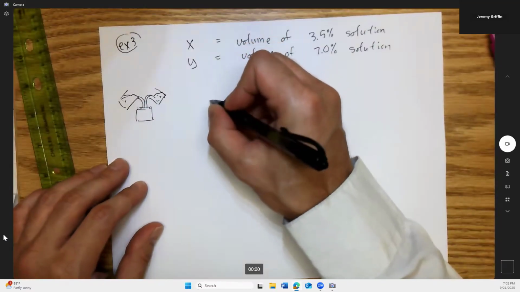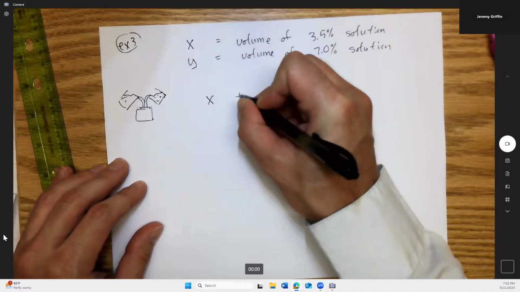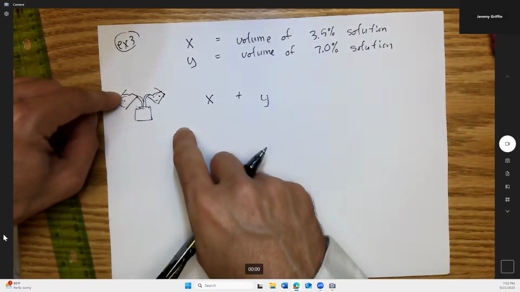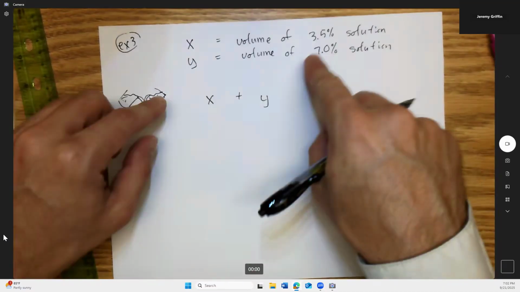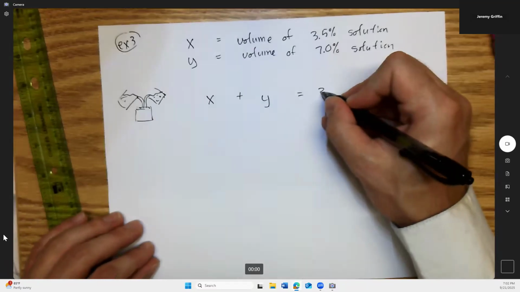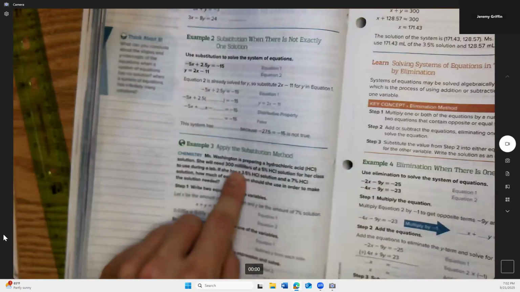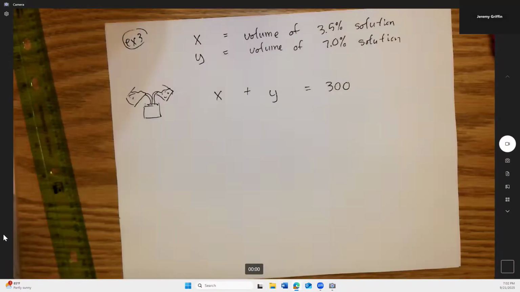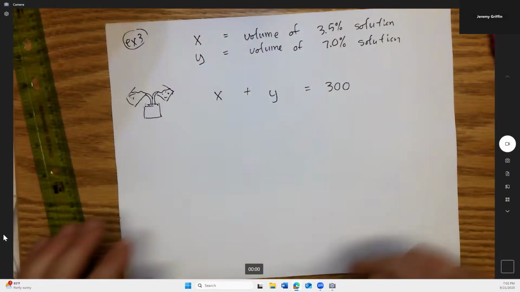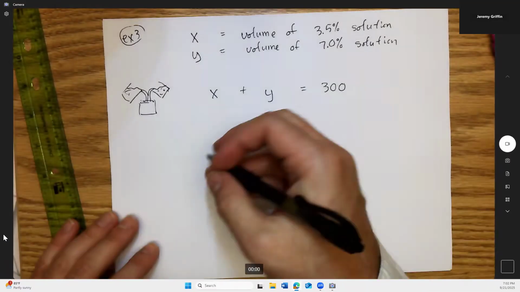So I know right away if I do x plus y, however much from this one, however much from this one, x plus y, well, it has to come out to 300 milliliters, right? Because her target goal is 300 milliliters. That by itself is one of the equations in a larger system. Right? So what's another equation?